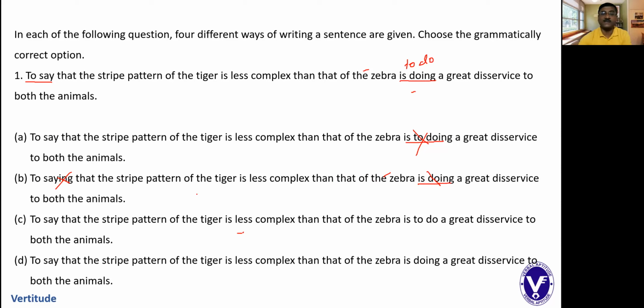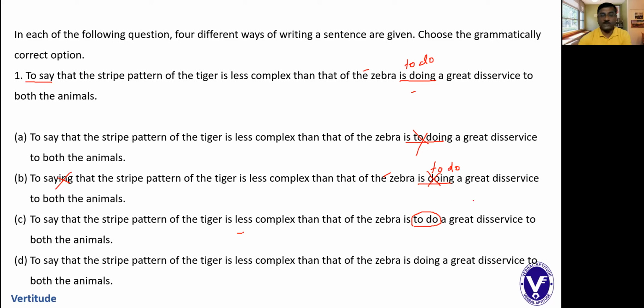So to say that the stripe of the tiger is less complex than that of the zebra is to do a great disservice to both the animals. Right. So here this sentence is wrong. Now, to say that the stripe pattern of the tiger is less complex than that of the zebra is to do. Yes, I can see my answer here. I can see the correction that I had done. You can see that it's here. To say and to do. So that seems to be parallel.